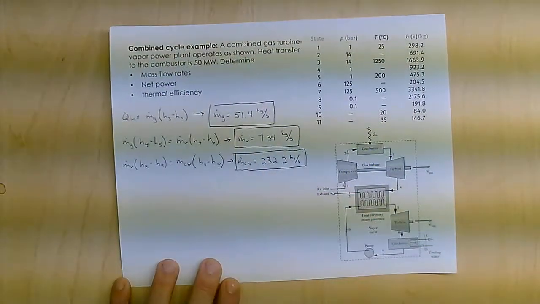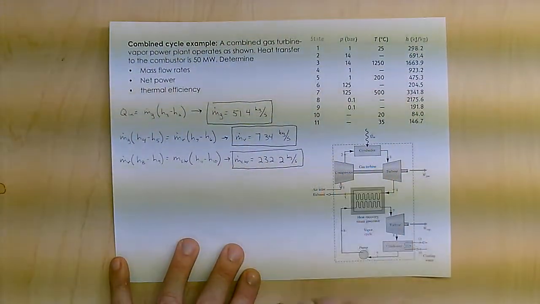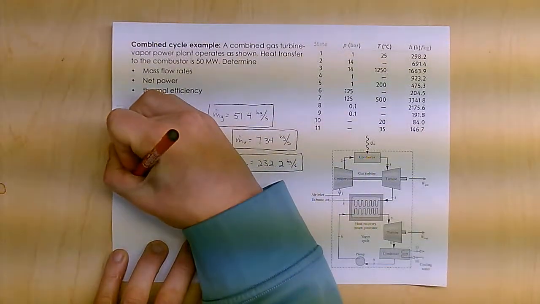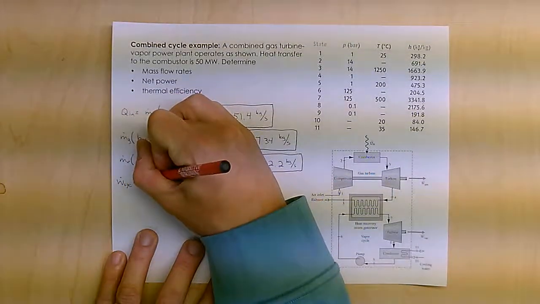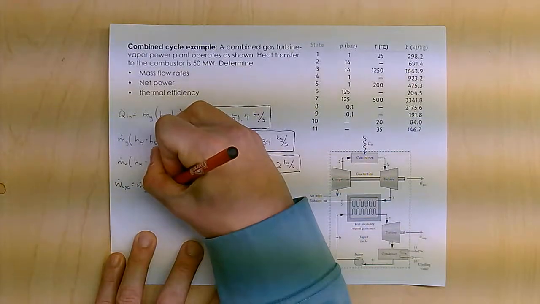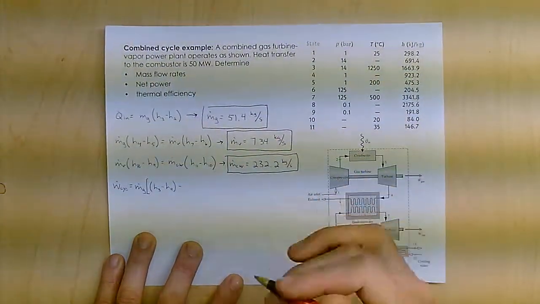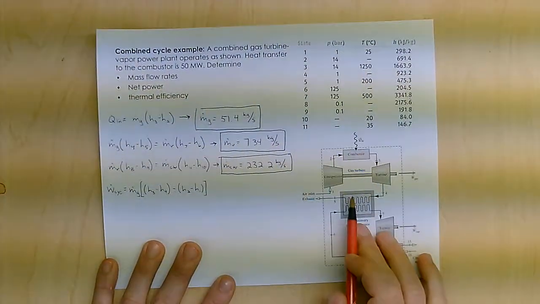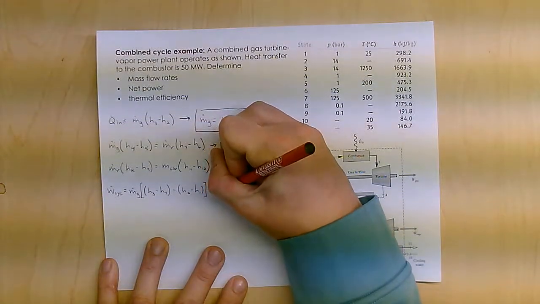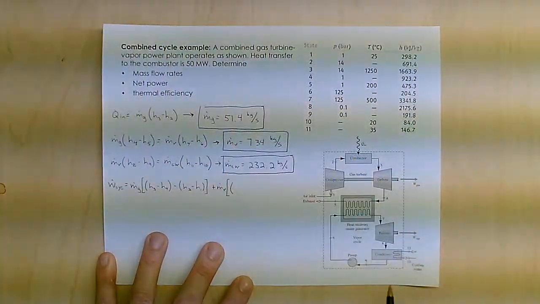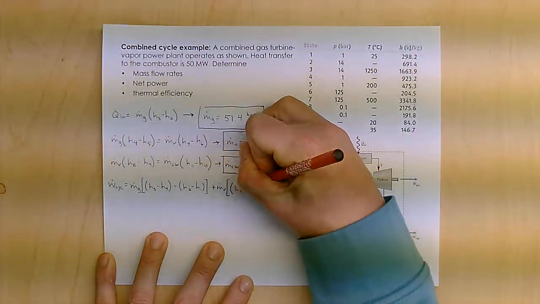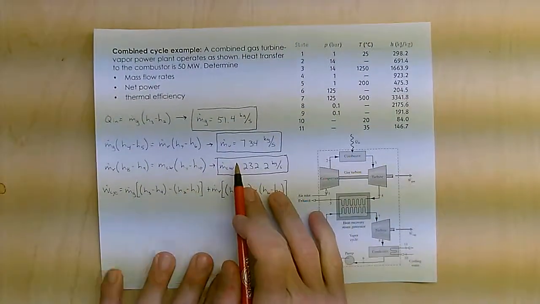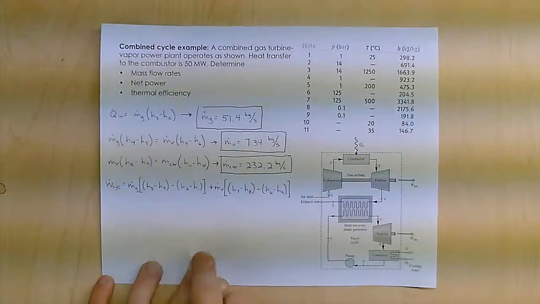Now that I have those, I can find the net power, which is going to be the turbine minus the compressor of the gas turbine, turbine minus pump of the vapor cycle. So the net power, the work of the cycle, is going to be the mass flow rate of the gas times the turbine minus the compressor, which is going to be H3 minus H4 minus H2 minus H1. So that's the work of the gas power cycle. Now the vapor power cycle is going to be the mass flow rate of the vapor times its turbine, which is going to be H7 minus H8, minus its pump, which is going to be H6 minus H9. Once I have all my mass flows and all my H values, it's just turbine minus compressor, turbine minus pump.